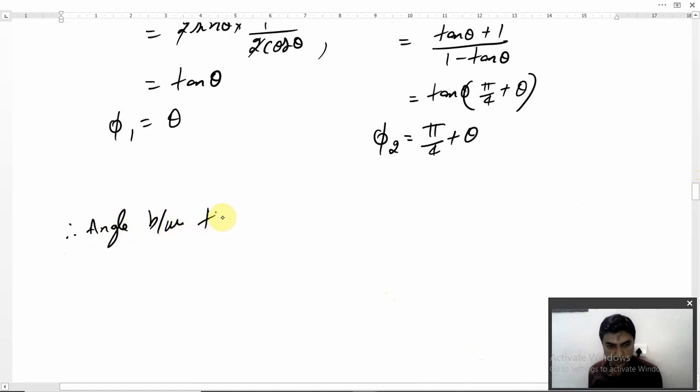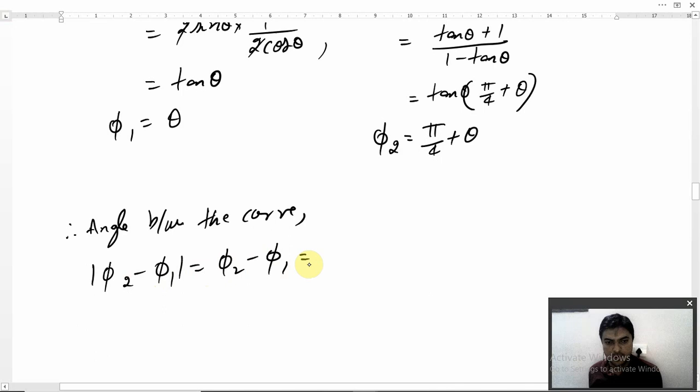So, angle between the curves, please remember I have already discussed this in my previous video lecture. What is that? This is phi 2 minus phi 1, where phi 2 is pi by 4 plus theta, and this is minus theta. Minus and plus will get cancelled, and you are going to get pi by 4. This is the correct answer.